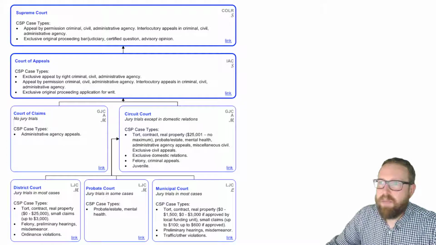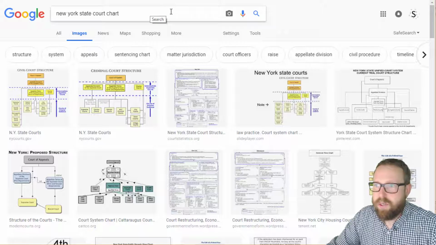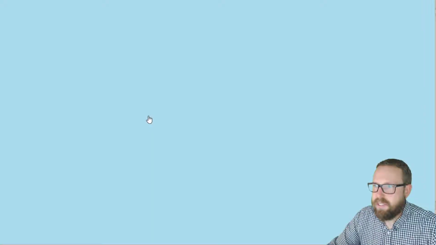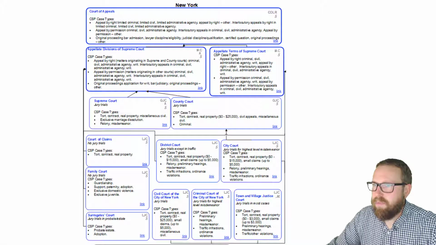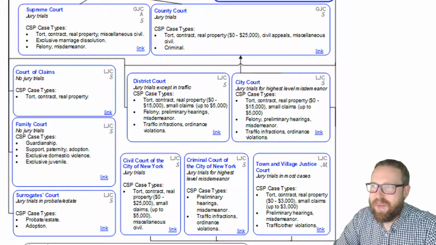Now, let's just quickly compare this to New York. So I did the same search for New York State Court chart, and here is the chart for that. And you can see it's a bit more complicated. See at the trial court level down here, there's a lot going on.